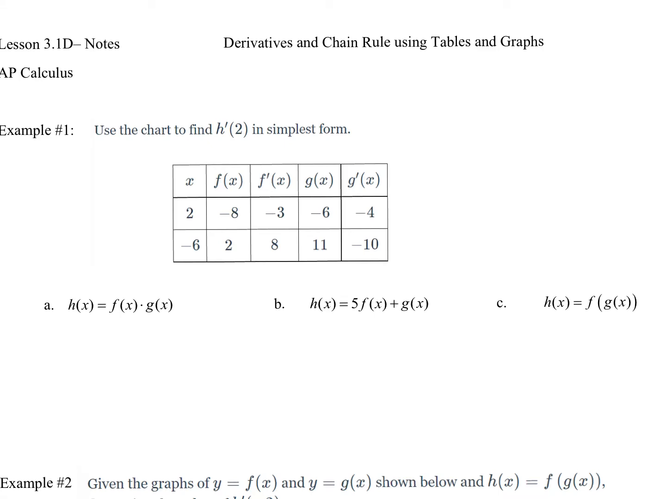This lesson is for AP Calculus 3.1D, and you'll be using derivatives and chain rule using tables and graphs. Hopefully you have this handout right in front of you, and you can see that there's some really beneficial information about f, f prime, g, and g prime evaluated at both 2 and at -6. The first thing I want to point out is that we are trying to find h prime of 2 for each of these examples down below.